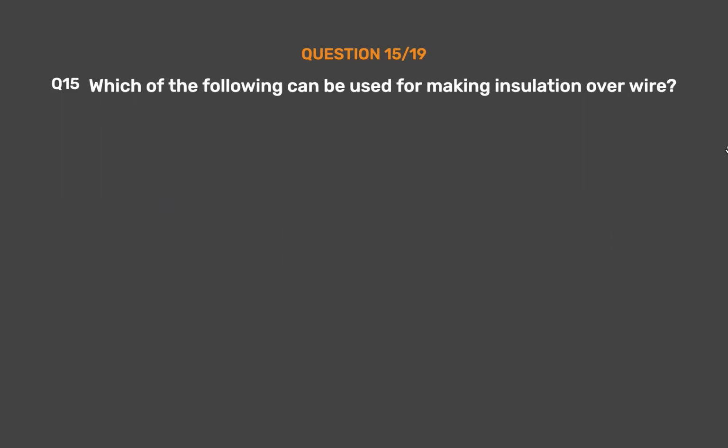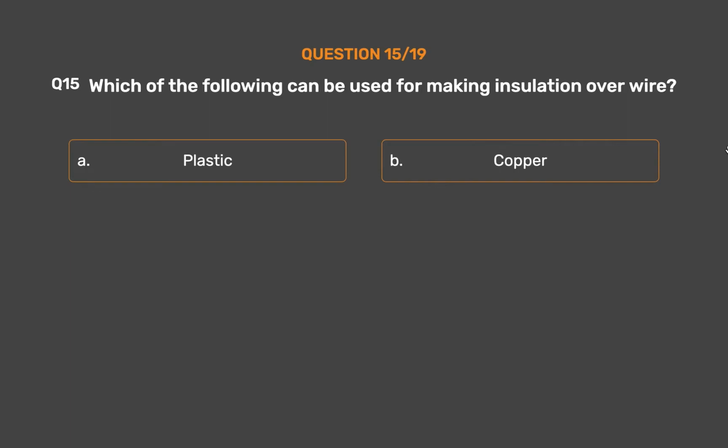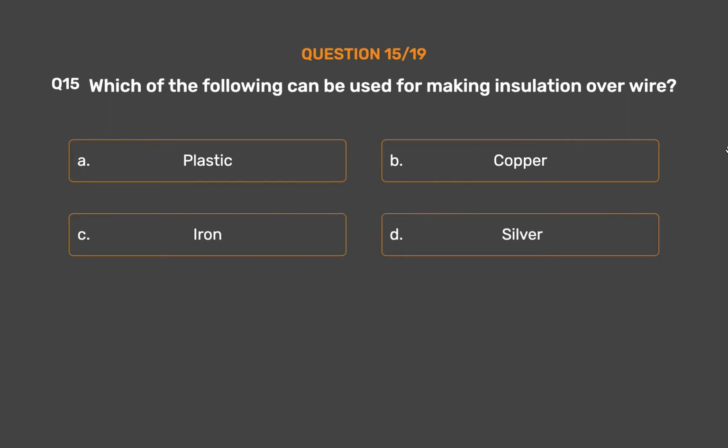Question number 15. Which of the following can be used for making insulation over wire? Option A, plastic. Option B, copper. Option C, iron. Option D, silver.